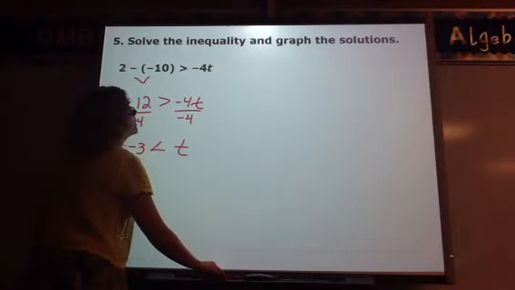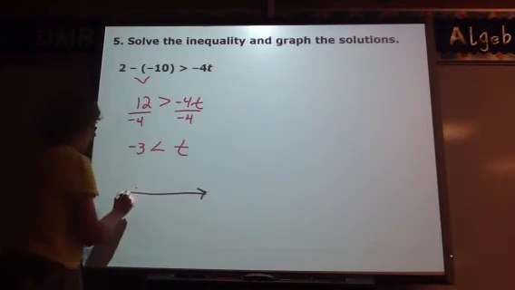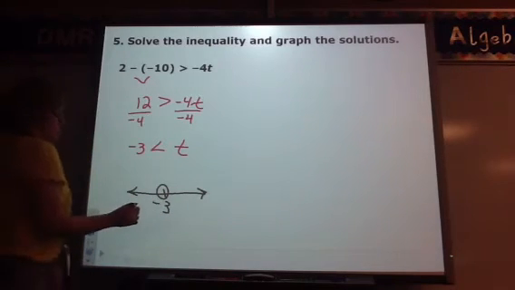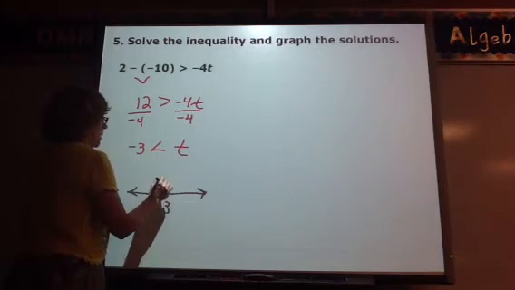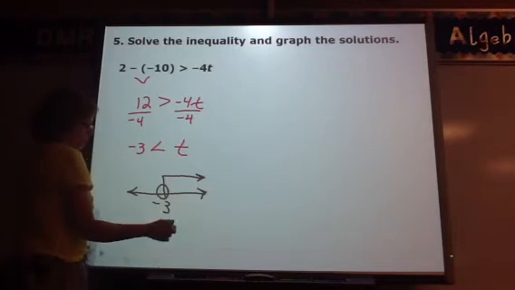Okay, you can do this two ways. I can read this, because we have to graph, and say that negative 3 is less than, I'm not going to include it, than t. Okay? So my solution set would go this way, because negative 3 is less than the solution.